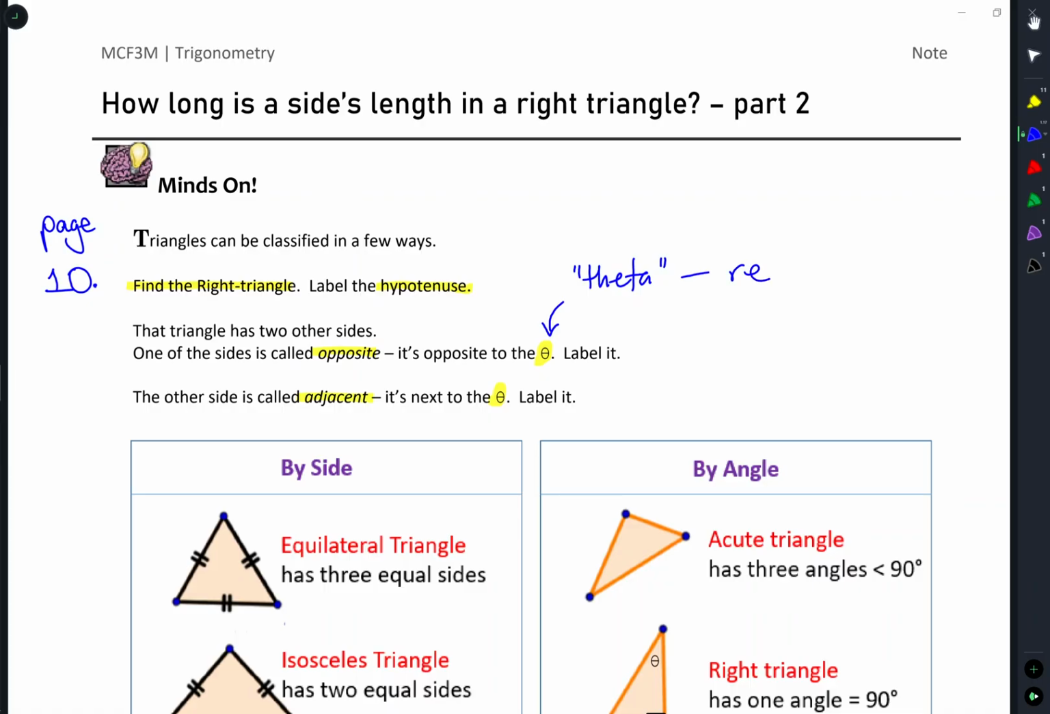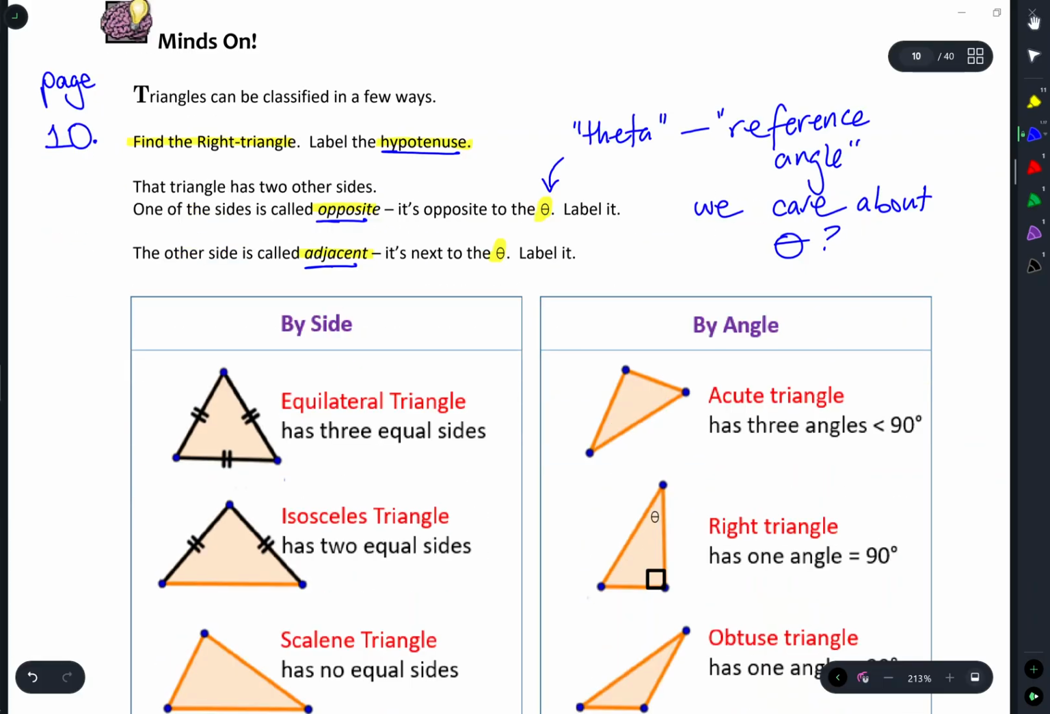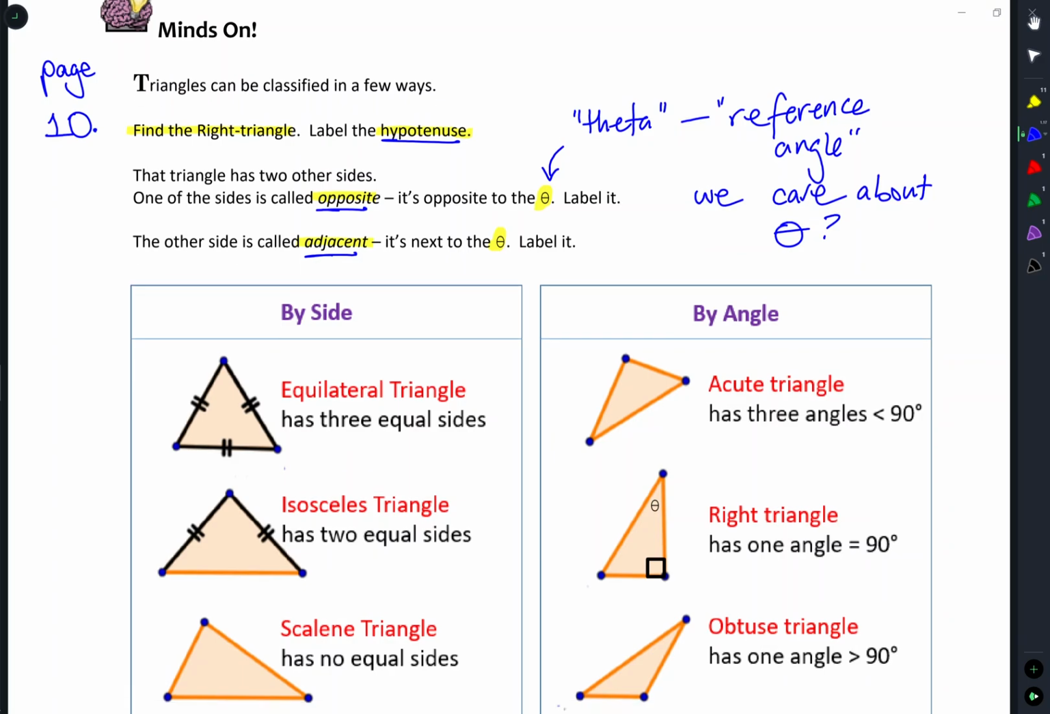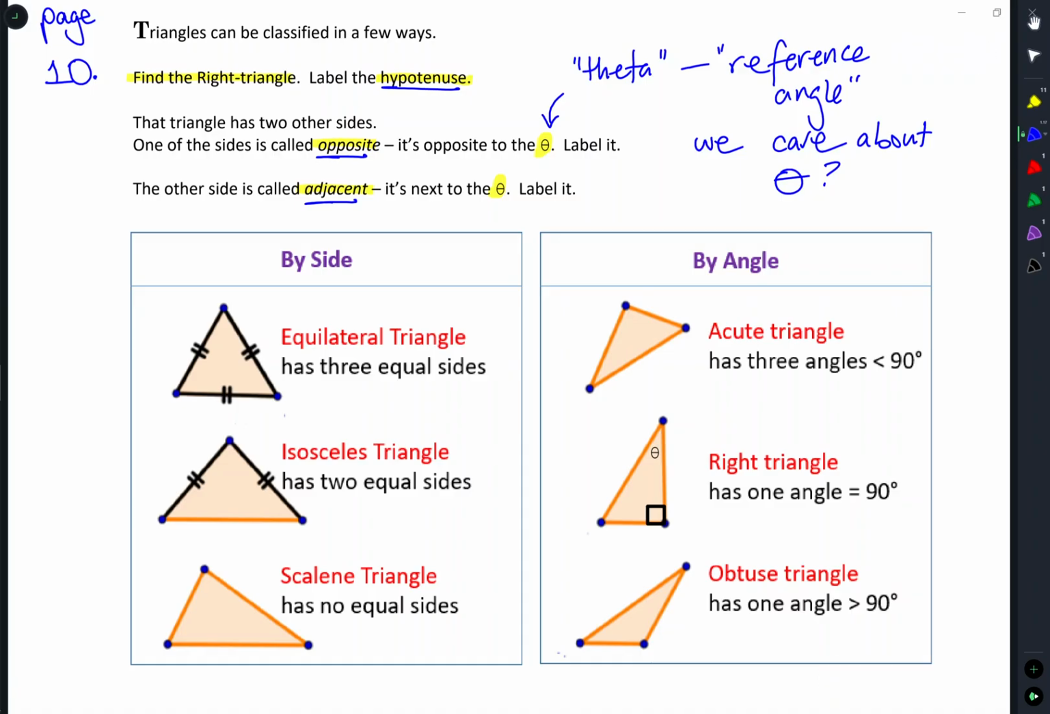We often use it for something called the reference angle, which is just math speak for we care about angle theta. So that's all that we're really looking for, and all I'm really asking you to do is label the hypotenuse, label the opposite, label the adjacent. So please pause it, find the right triangle, throw on some labels, and then play it. I'm hoping you've got some labels. I hope you pause it, hope you try it.